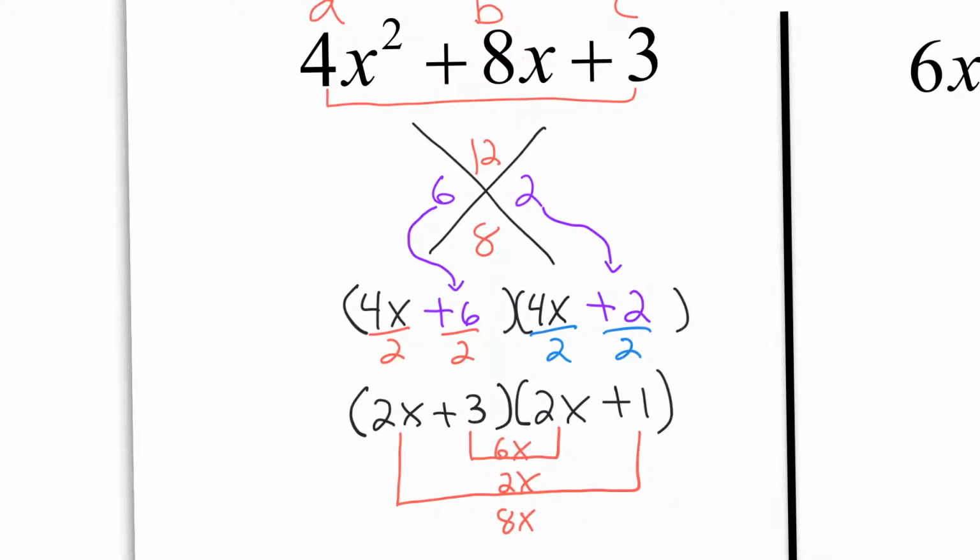8x here, and we got an 8x. So our answer is right here. You guys have two binomials multiplying each other. All right, let's try another one.